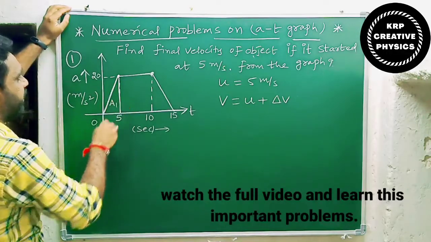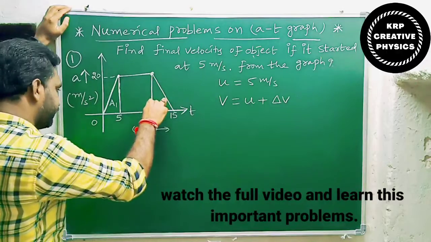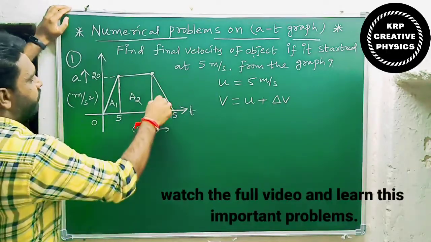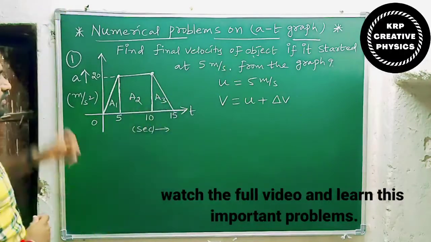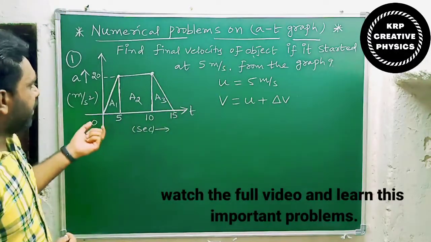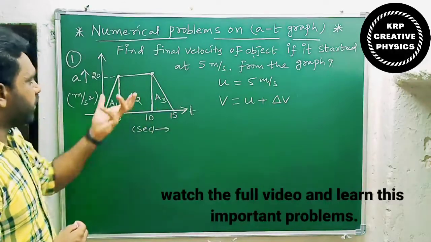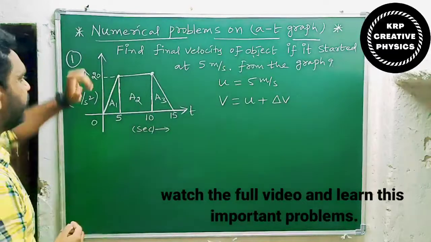We need to find the area of this triangle, and next it is in the form of a rectangle, which is considered area 2, A2. The last one is again a triangle, A3. Here A stands for area. So we need to find the area of the triangle, rectangle and triangle. If we find the total area, we'll get the change in velocity after 15 seconds. So let's find the area.